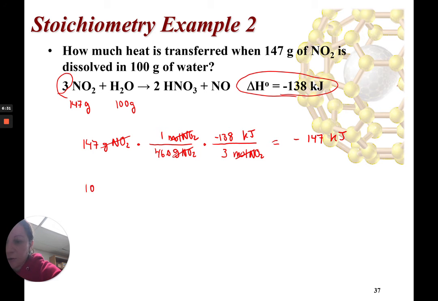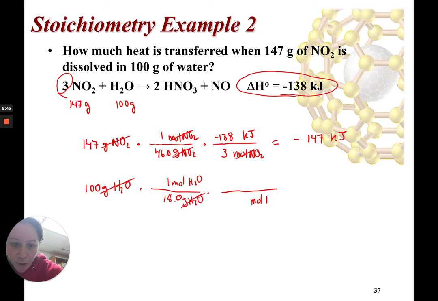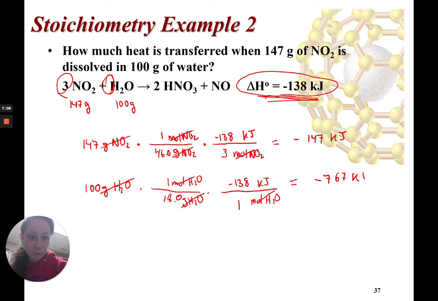So if I were to use 100 grams of the water, I'm going to convert that to moles first. 1 mole of water is 18.0 grams of water. That gets me to moles, and then I'm going to put moles on the bottom so I get rid of them, kilojoules on top, and again I'm going to use this value here. It is negative 138 kilojoules for how much water? For 1 mole of water. My moles cancel, I end up with kilojoules, and I end up with negative 767 kilojoules.